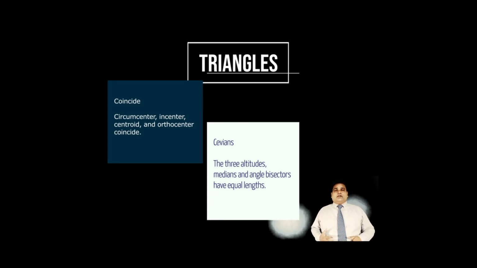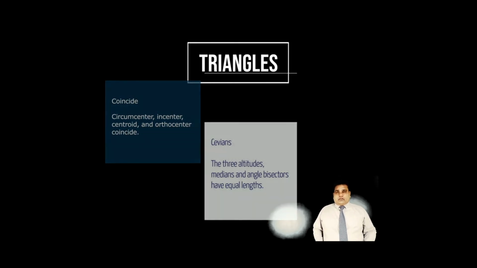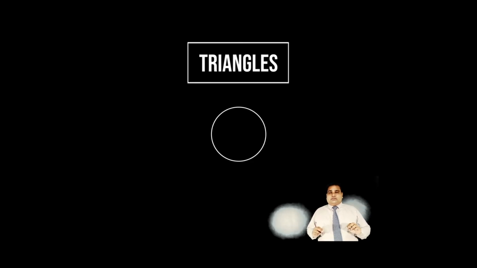Similarly, another interesting property of an equilateral triangle is what? The coincide property. As we have seen with these lines, similarly the four points, circumcenter, incenter, centroid and orthocenter, will all be at the same place in an equilateral triangle. So these centers always coincide in an equilateral triangle.